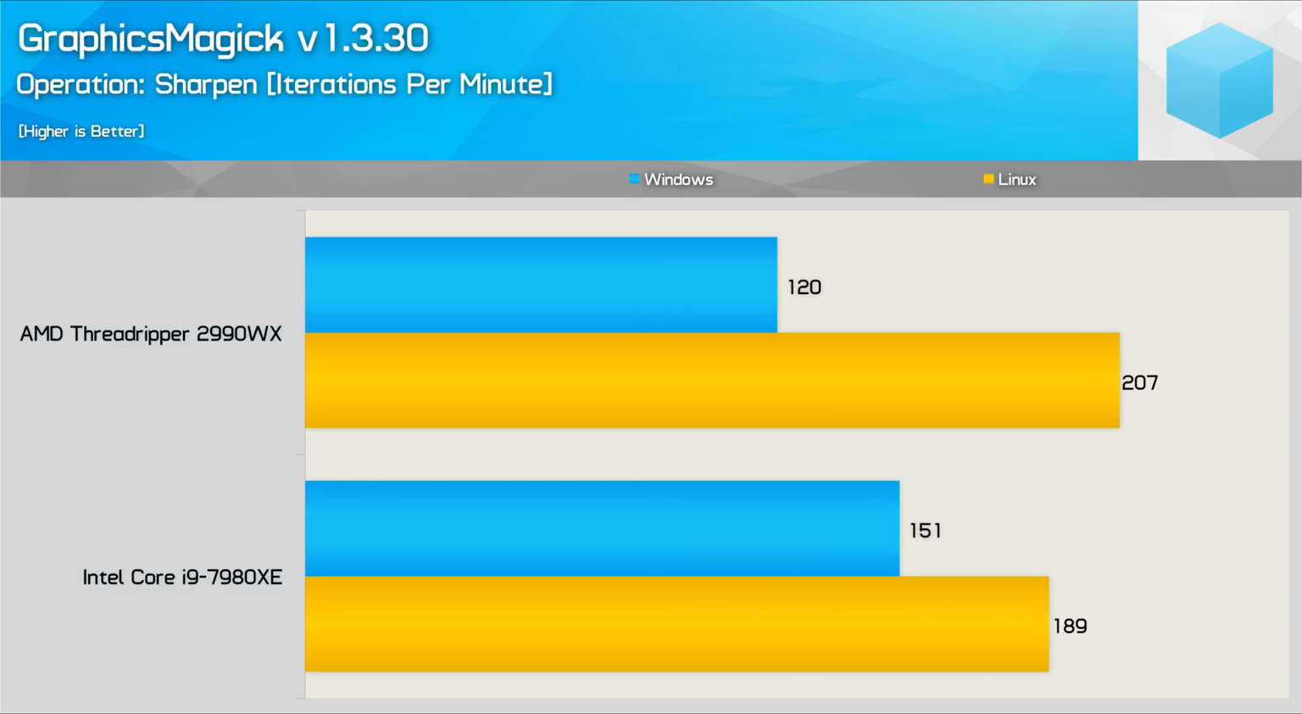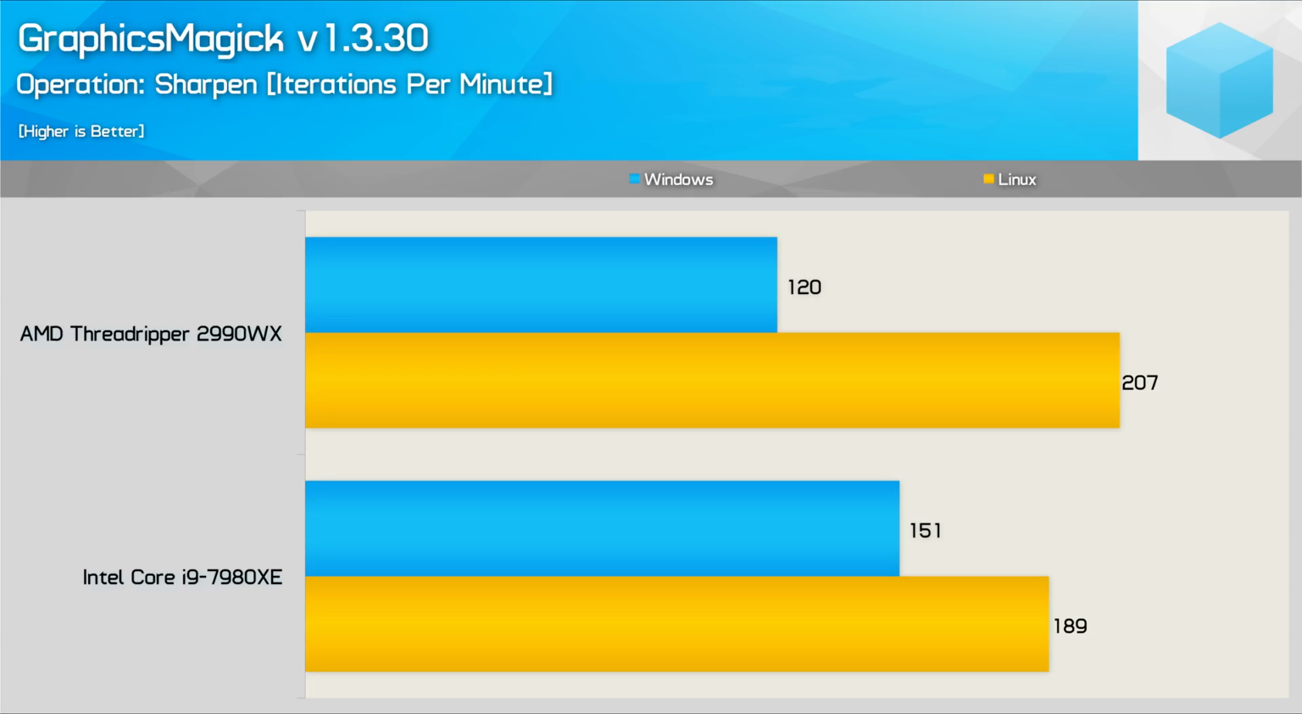Graphics Magic is a simple but highly efficient software package for viewing and manipulating images. It supports a massive range of formats, and image processing is heavily multi-threaded. It's used by several websites to process large numbers of uploaded images. And here we're looking at the sharpen performance, which is measured in iterations per minute, so higher is better. Using Windows 10, the 7980XE is 26% faster than the 2990WX.